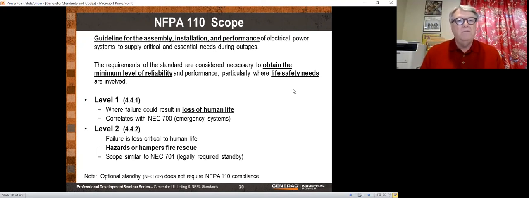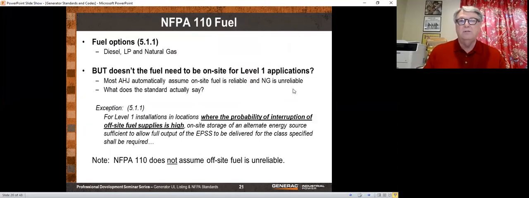An NFPA 110 level 1 generator is a generator where failure could result in loss of human life. Well, where have we heard that before? That's NEC 700 for an emergency generator. So basically, if you have an emergency generator, it must meet NEC 700, and it also must meet NFPA 110 level 1. If you have a level 2 generator, that says it is less critical to human life or hazards or hampers fire rescue. A little bit different wording, but that sounds a lot like NEC section 701 for a legally required standby generator. So remember that the NEC and NFPA 110 are written by different committees, and so you're going to find different wording in there. But generally, whenever you look at NFPA level 1, we're talking about an emergency generator, and when you talk about level 2, we're talking about a legally required generator.